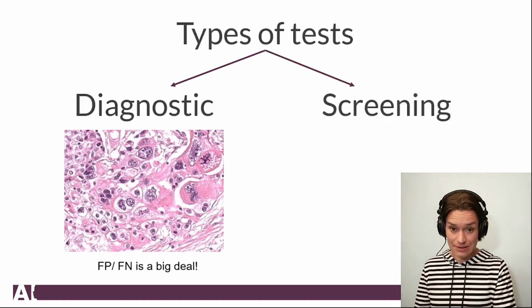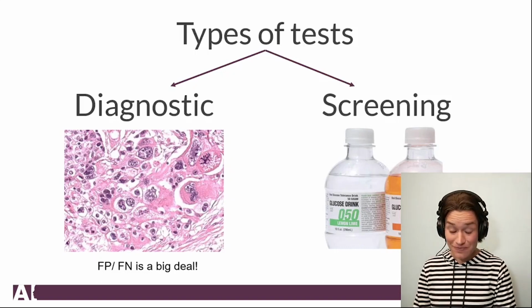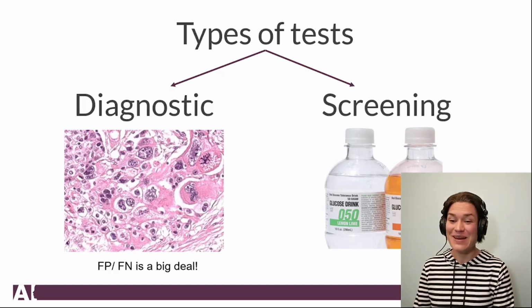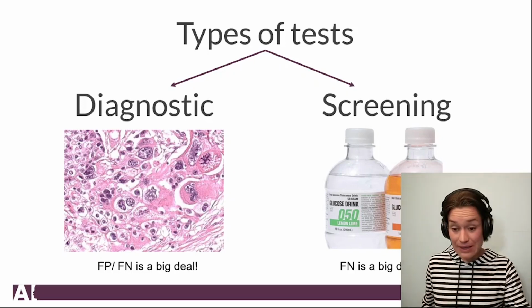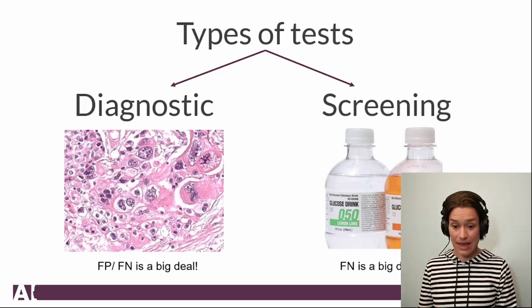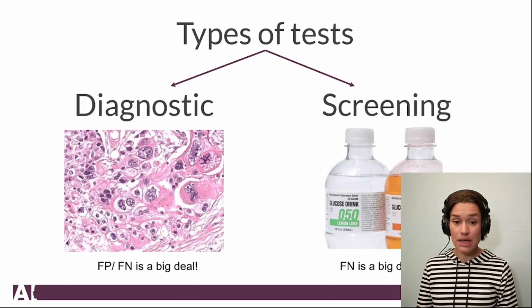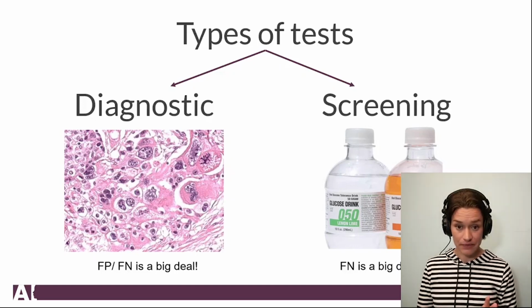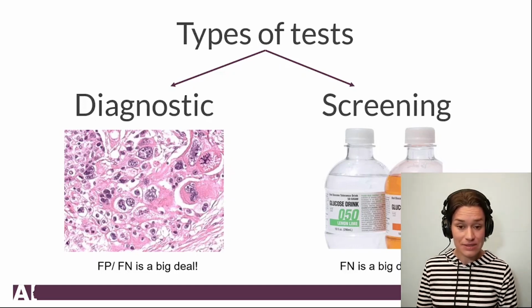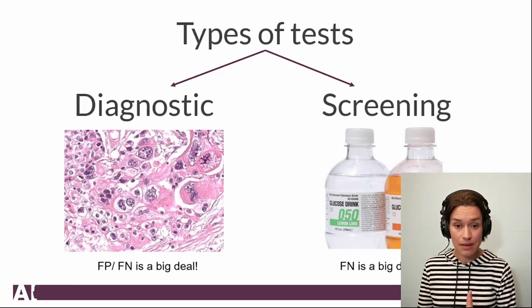And then a screening test. For example, if you are a woman and have been pregnant, you probably had to drink this. This is the pregnancy glucose test. They screen you for gestational diabetes. So in this case, a false negative would be a big deal because we want to send healthy people home. The true negatives are healthy people. If we send a false negative, meaning a sick person, home, we're sending somebody with diabetes home.